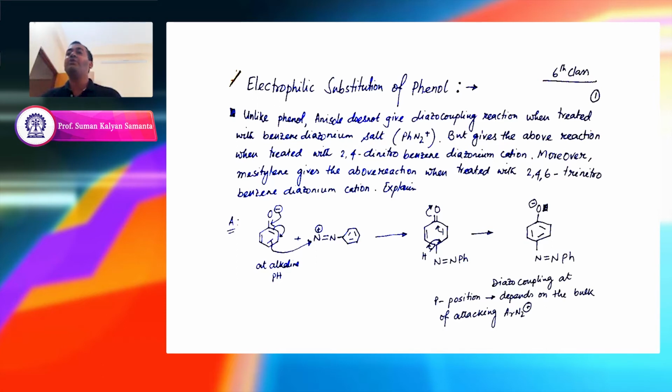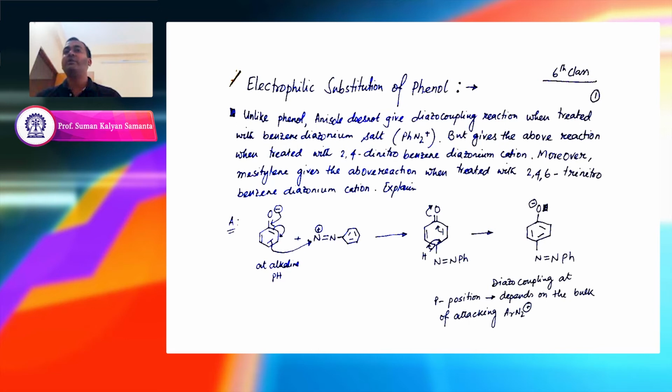Okay, now that you have understood a little bit of the background of this reaction, let's do this problem. This problem you will again find in the book of Peter Sykes. What it says is that unlike phenol, anisole does not give the diazo coupling reaction when treated with benzene diazonium salt. So I think I answered this question already. It is saying that phenol reacts with benzene diazonium chloride.